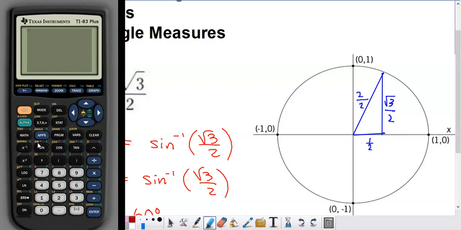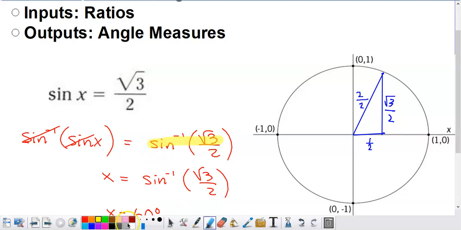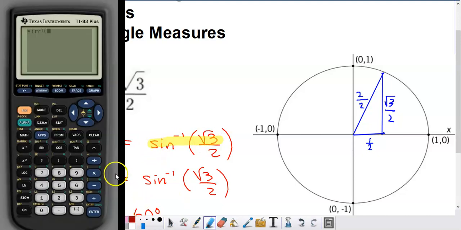The inverse sine function is actually just above the sine button on the calculator. It's represented in yellow, so we have to hit the second button to access it. And all we're doing is literally typing in exactly what you see written right here. So inverse sine of square root of 3.